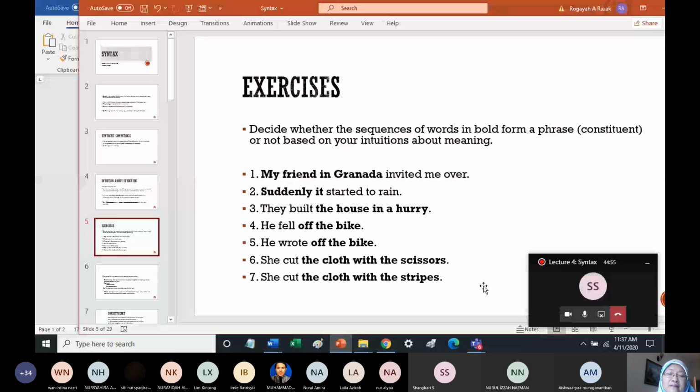So with the stripes explains the cloth. It's actually talking about the cloth. But earlier, with the scissors, it's not talking about the cloth. With the scissors, it's talking about cut. That's the difference between 6 and 7. We will see later. But this is just to test your intuition. Okay. Thank you so much, everyone. We proceed.